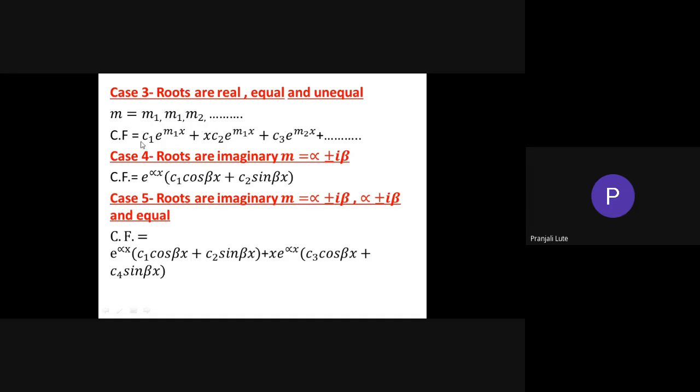So complementary function equal to C1 e to the power first root into x plus, for this first root, the second root is repeated, so write down here x C2 e to the power m1x plus, m2 is different, so C3 e to the power m2x.